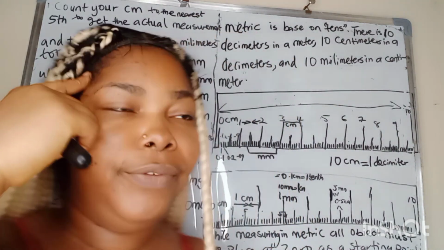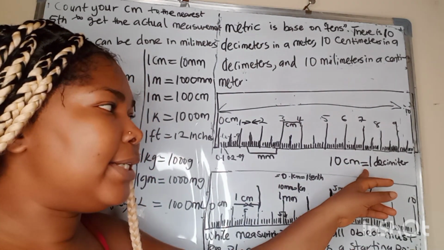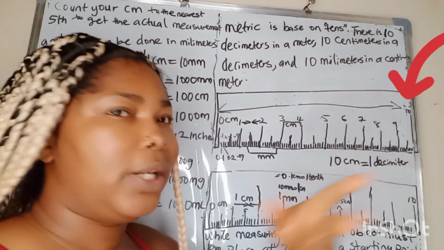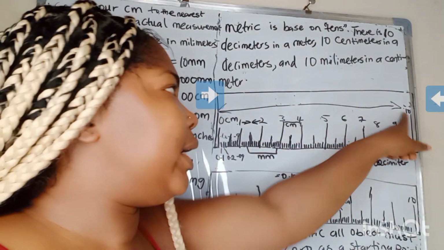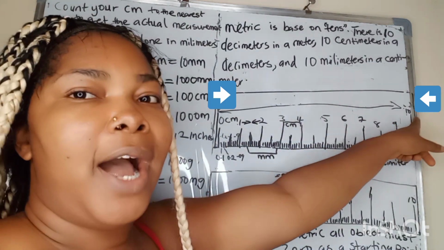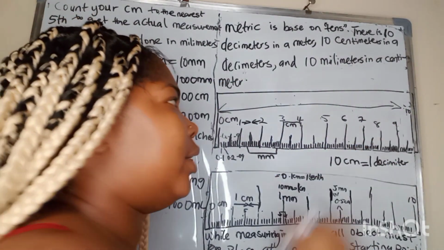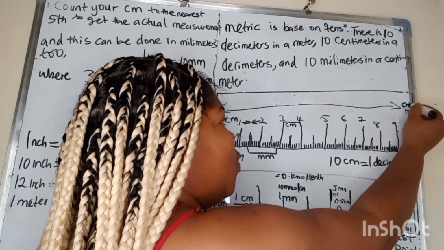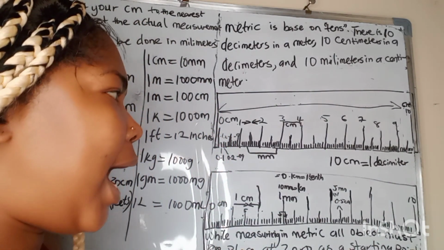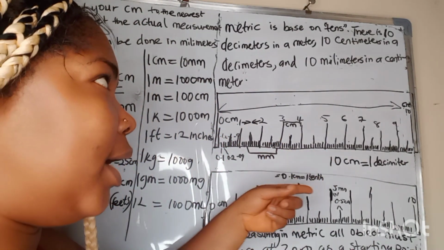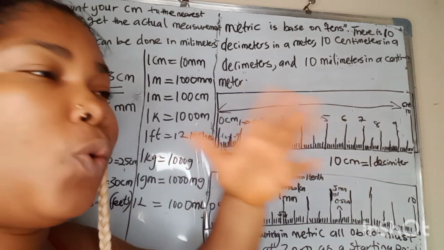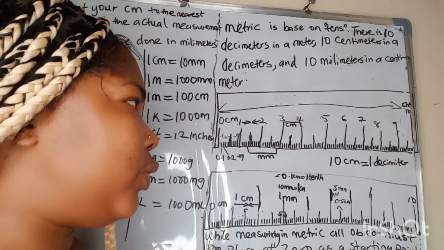Let's get into the video proper. Now, we say that 10 centimeters equals 1 decimeter. What does that mean? The whole of this line from point 0 to where you have 10 centimeters here is what we refer to as 1 decimeter. Now, how do you get your centimeter? Because 10 millimeters equals 1 centimeter. So where do you refer to as millimeter?